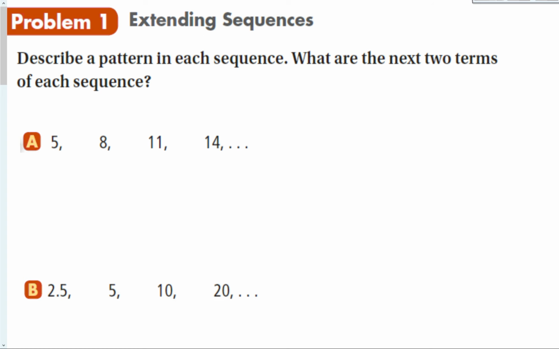two terms? Well, if I look at the first one, I've got to figure out how I'm getting from 5 to 8, and if that works to get to 11 and to 14. Well, to get from 5 to 8, I'm just adding 3. And then plus 3 again, and plus 3. So to get each of the next two terms, we are adding 3. So very simply, to get the next two terms in the sequence, we add 3 to 14. So we get 17 and then 20. Okay.